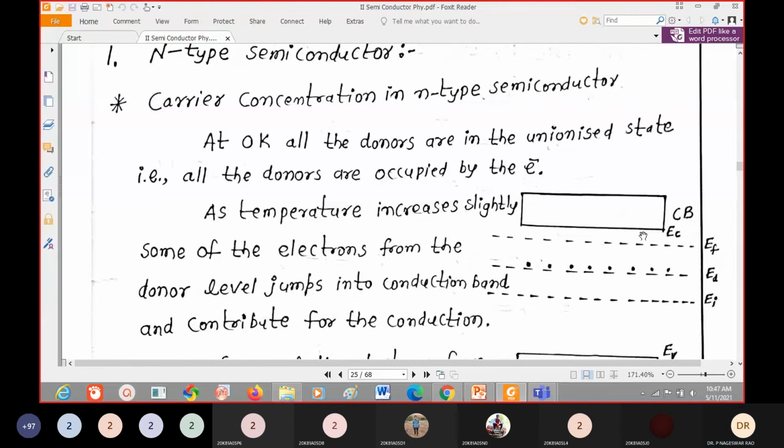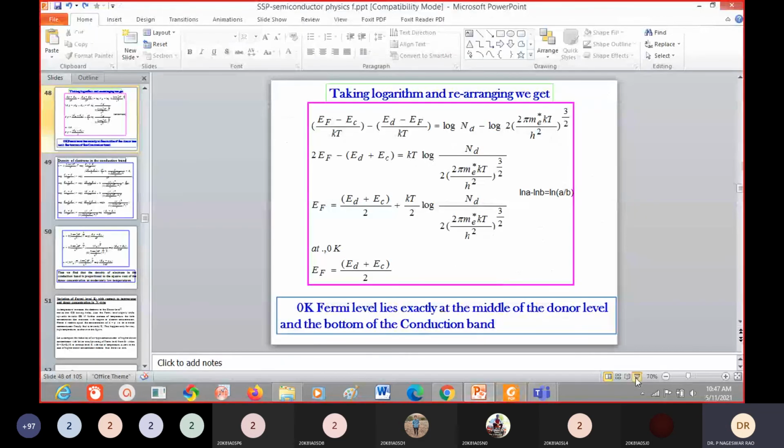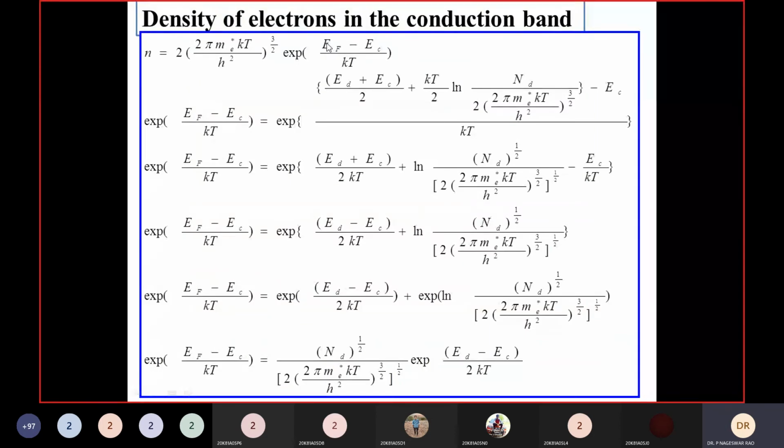See here. Now we are calculating the Fermi level. At 0 Kelvin it will be in the middle, and with increasing temperature it increases and reaches the conduction band. This is the Fermi level value. We'll discuss the temperature dependence later. So this is the EF value, and this EF value we simply substitute in this equation.